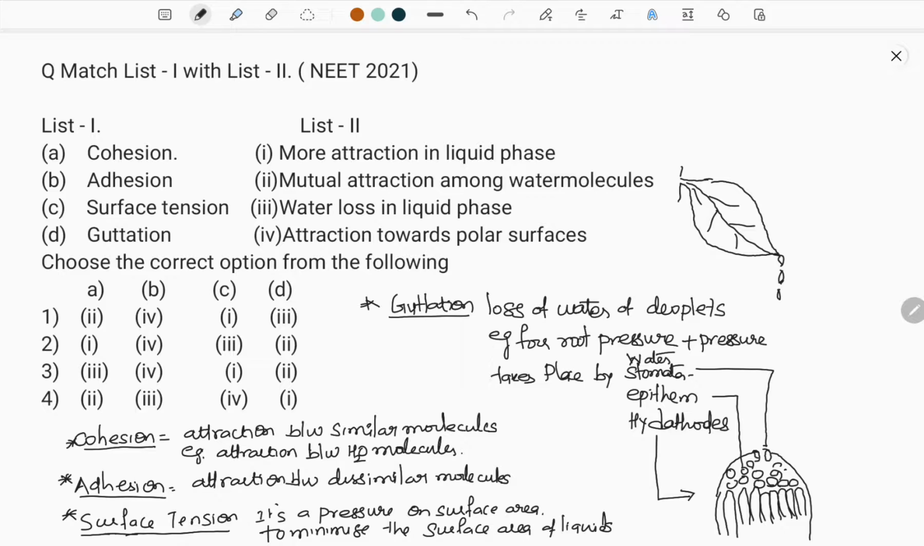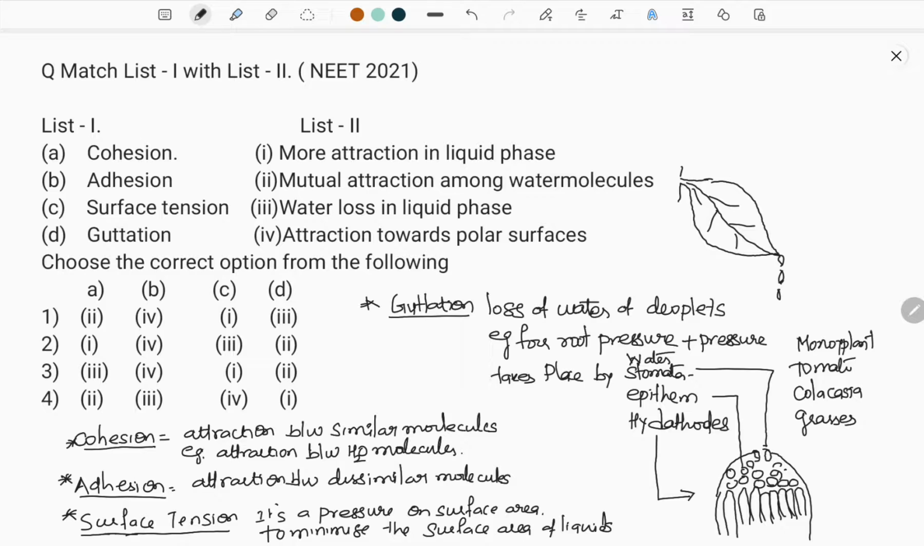It is found in some plants, like pothos, commonly we call it money plant. Another is tomato, botanically we call it Lycopersicon. Another is colocasia. Colocasia has a corm, that is an underground stem modification, and grasses. So they are all examples where we find guttation.